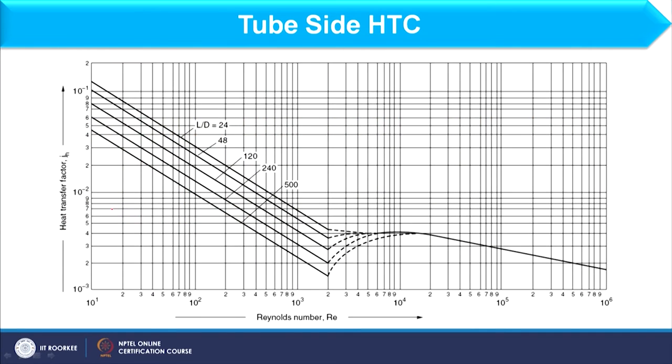This is the graph which you can use to find the heat transfer factor j_h according to the Reynolds number. You have to calculate the Reynolds number anyhow, but you need not choose the equation depending upon it; you can directly use this graph. If you see this, this is basically 10^4. Beyond that we have the turbulent zone, and below that we have the transition zone as well as the laminar zone. In the turbulent zone we have only one curve, while in the other zones we have different curves depending upon the L by D ratio.